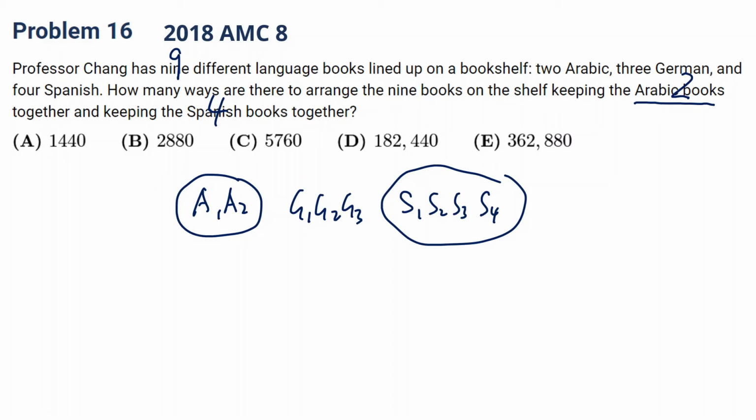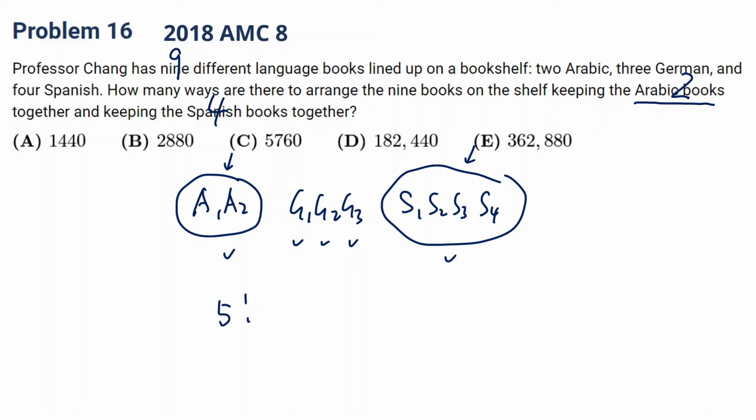So here, we can use the package method. A1, A2, we can consider them as a package. S1 to S4, another package. So we actually have 1, 2, 3, 4, 5 different objects. For 5 objects, we know the order: we have 5 factorial different orders.